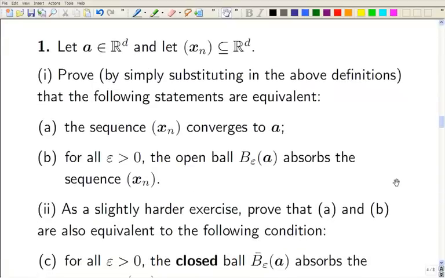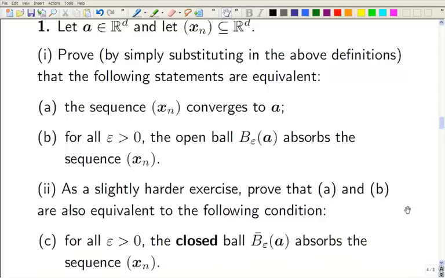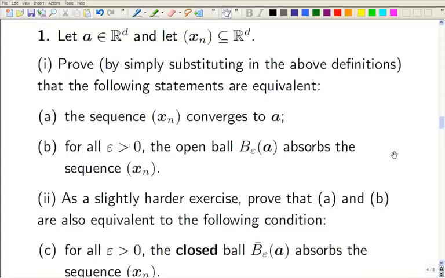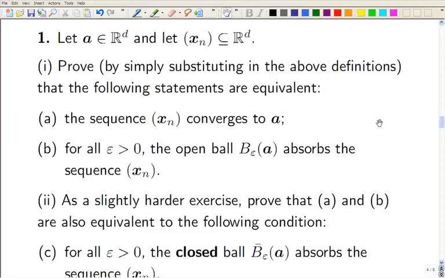Now, question 1 has 2 parts, one of which is very slightly harder than the other one. Actually, quite a bit harder, I think. The first part is to show, for a given point a in R^d and a sequence x_n, that statements A and B are equivalent. A is that the sequence x_n converges to a. B is that for every epsilon greater than 0, the open ball B_epsilon(a) absorbs the sequence x_n. You can say that another way: every open ball centered on a absorbs the sequence. And that's one reason I like this use of the word absorption.